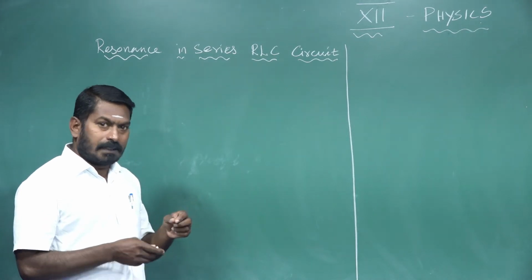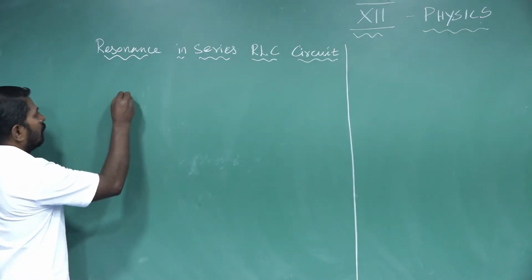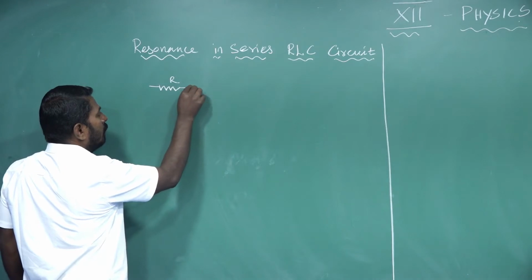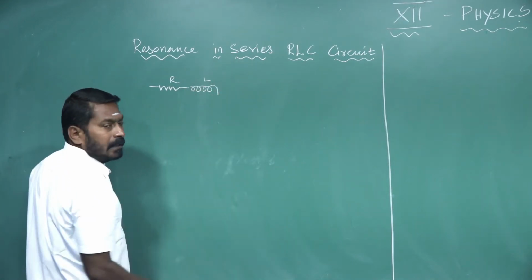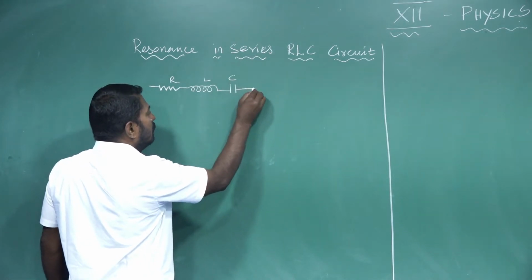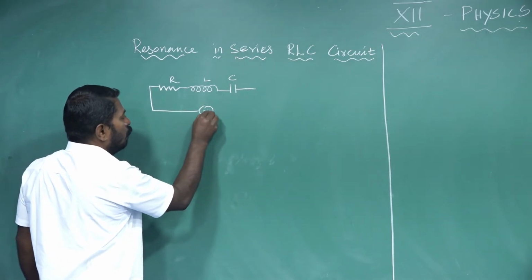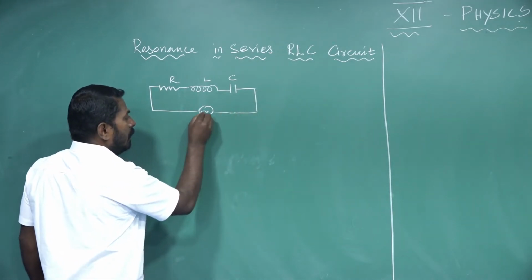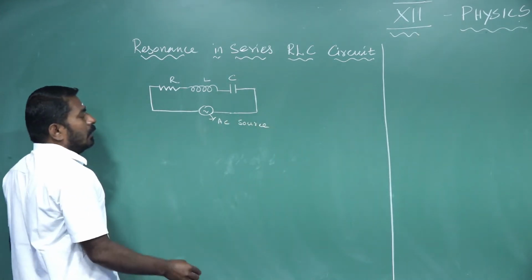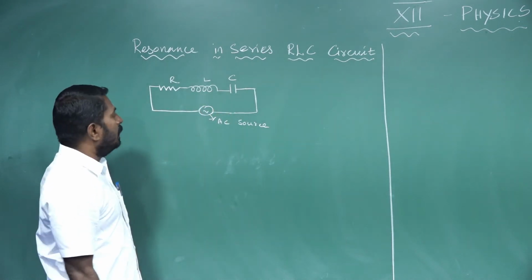These three electrical components are connected in series across an alternating source of voltage. It is a resistor of resistance R, an inductor of self-inductance L, and a capacitor of capacitance C, connected in series across an AC source. So the alternating source of voltage is connected across the series combination.